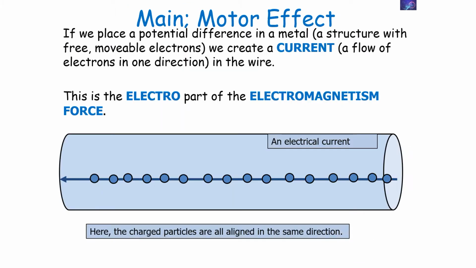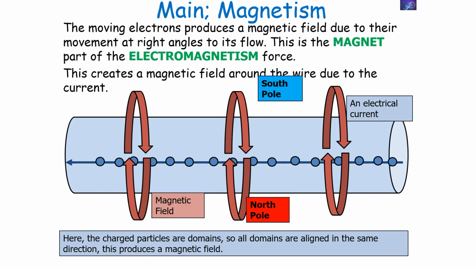We've looked at this previously, but if we place a potential difference across a metal, we can create a current through this conductor. This leads to the electro part of the electromagnetic force, but when this takes place, the moving electrons produce a magnetic field at right angles to their movement. This is the magnet part of the electromagnetic force. As an electrical current flows through the wire, it creates a magnetic field around the wire. The charged particles are all aligned in the same direction and so produce a magnetic field.